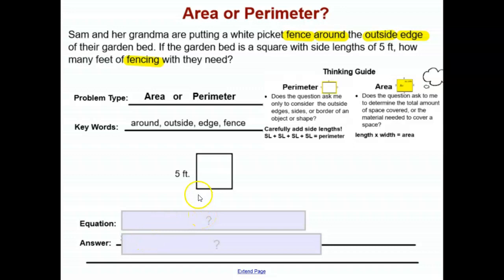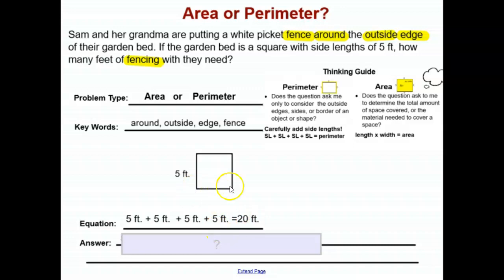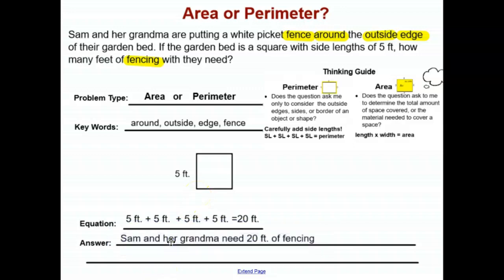Did you guys know your equation should be 5 feet plus 5 feet plus 5 feet plus 5 feet? Fantastic. And so you know the total distance around her garden bed is 20 feet. That's the total of all of the side lengths added together. So the fence will have to be 20 feet. Awesome listening, rock stars.